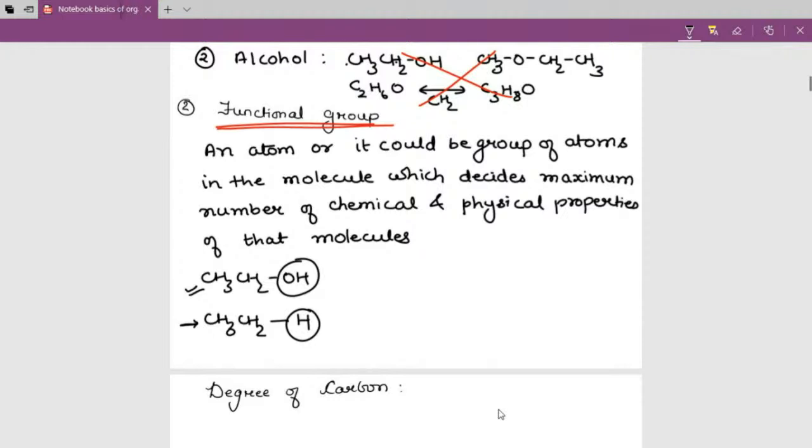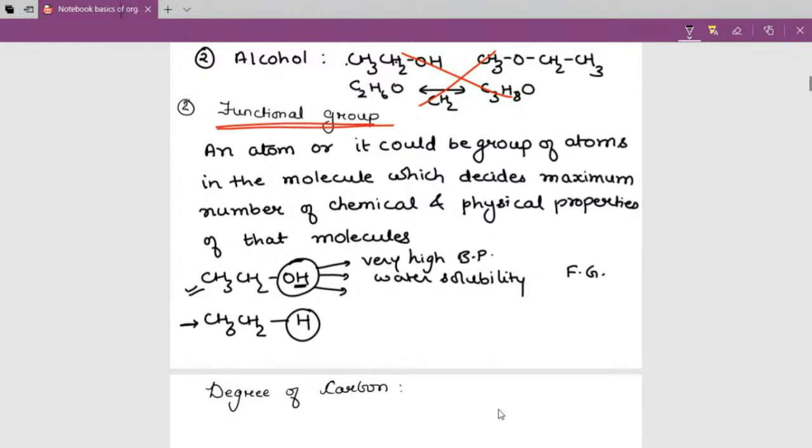So what all is changed? As you know, ethanol has a very high boiling point as compared to ethane. It has high water solubility due to H bonding. It becomes acidic, it can behave amphoteric, it can behave basic, and so on, so many properties. So we see that the presence of this particular OH group brings very important changes in the physical and chemical behavior of this molecule. So this OH will be called the functional group.